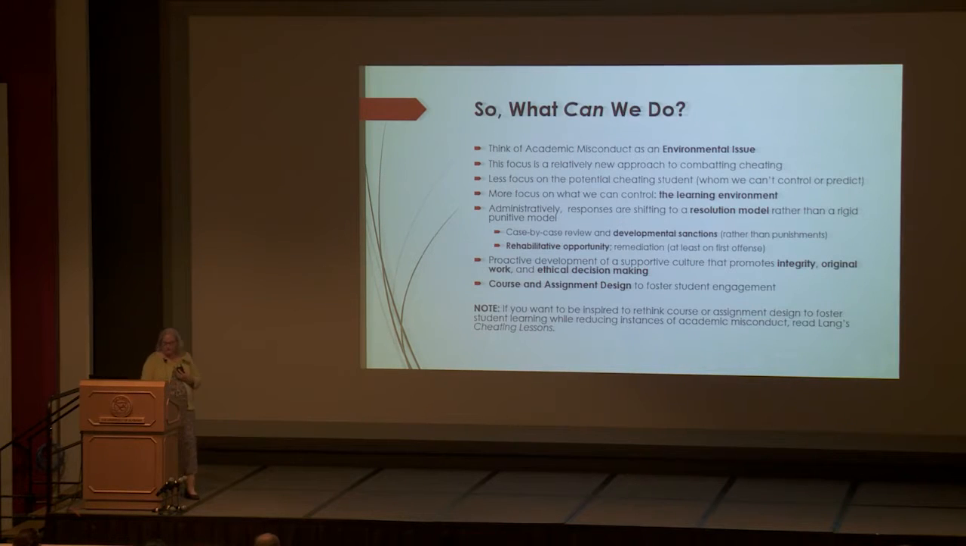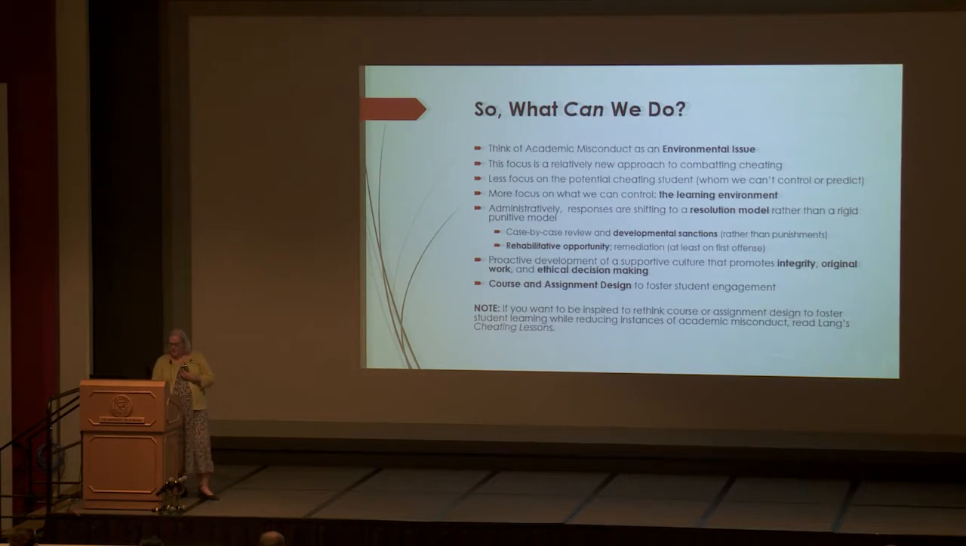So what can we do? It's important to start thinking about academic misconduct as an environmental issue. We can't control what students do. They come to our classes as separate entities from us. They have their own thought processes and their own drives and desires and goals and that sort of thing. We can't control anything about them. What we can control is the environment we create for them to learn in.